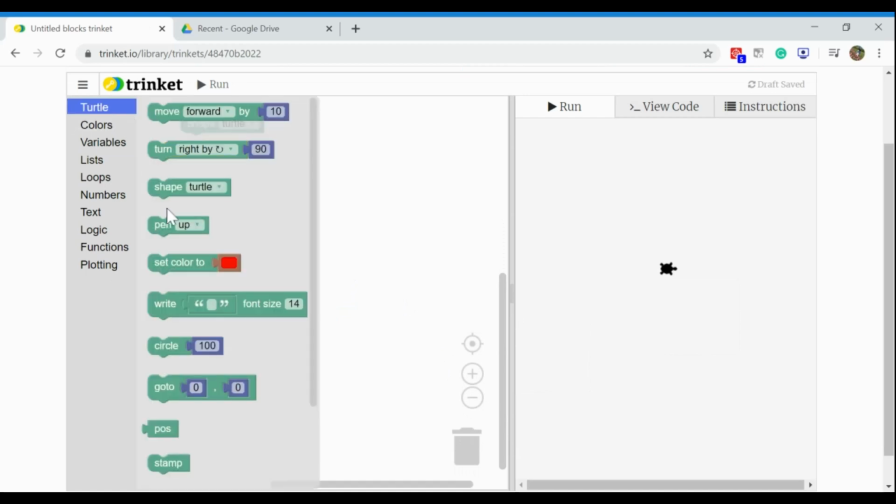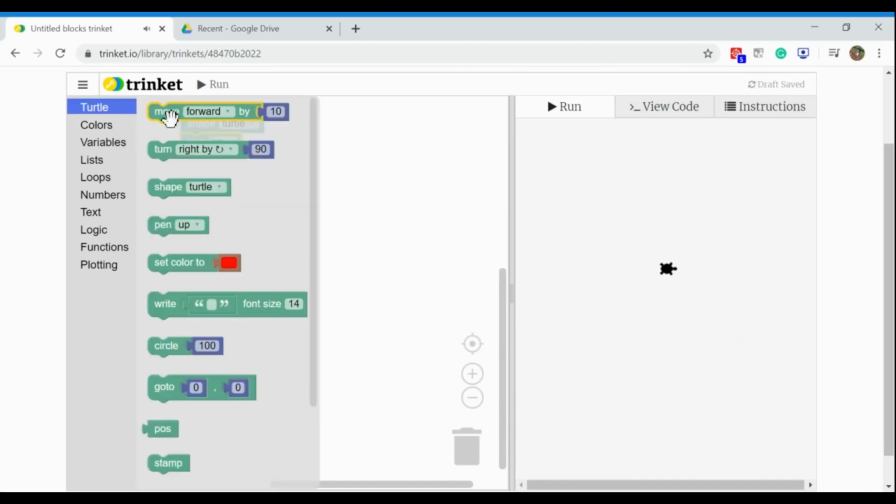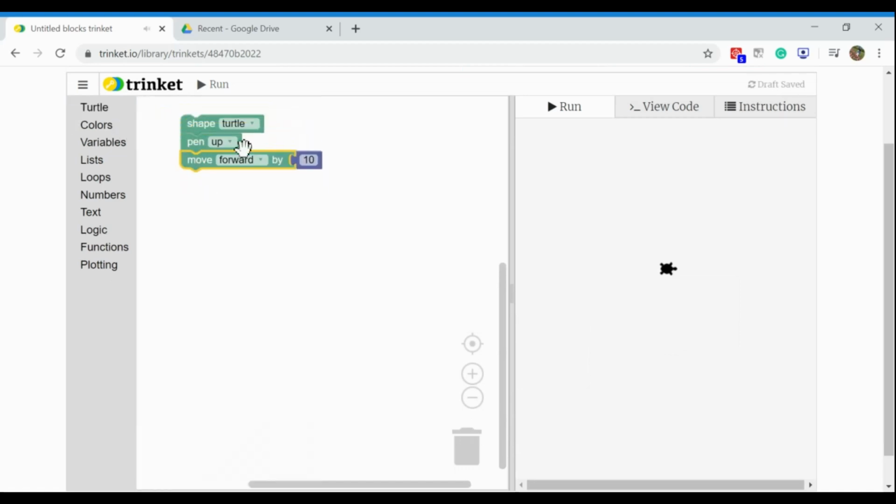So all you need to do is make sure you pick your pen up first, and then you're going to use this block to move forward by. You can change it to move backwards if you need to. And like I said earlier, you're going to have to play around with the numbers. It may be 10, it may be 100, it may be 150, who knows? It's your picture. After that, be sure you put your pen back down, otherwise you're not going to see anything being drawn.